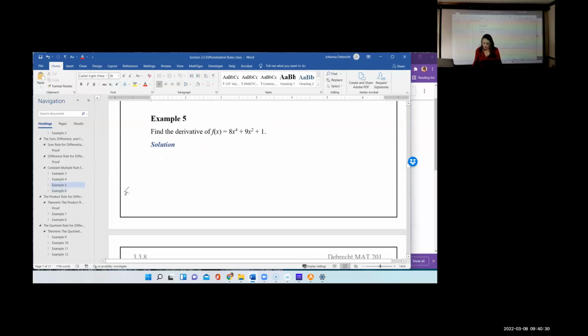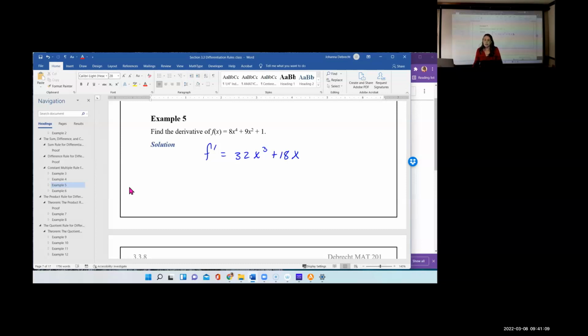We'll start with 5. The derivative here would give you what? It should give you 32x cubed plus 18x. Pull the 4 to the front to multiply by 8 to get 32. Reduce the power by 1 to get 3. Pull the 2 to the front to multiply by 9 to get 18. Reduce the power by 1 to get x. The derivative of a constant is 0. So the derivative of 1 doesn't add anything to the derivative.